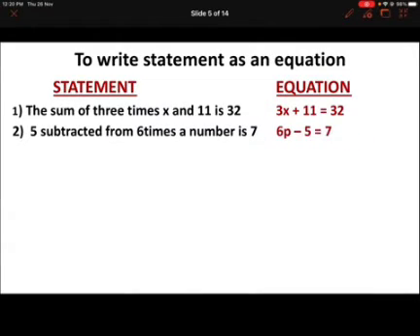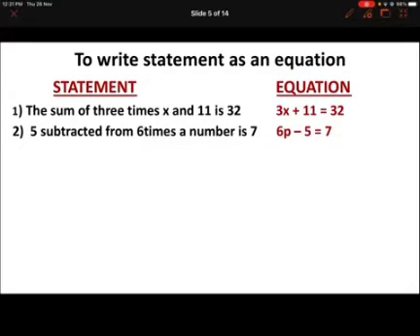5 subtracted from 6 times a number. Here the number is not mentioned, the variable is not mentioned. So this number you can take as x, y, z, p, s, r, anything. So what is the statement? 5 is subtracted. 5 is subtracted from what? From 6 times a number.